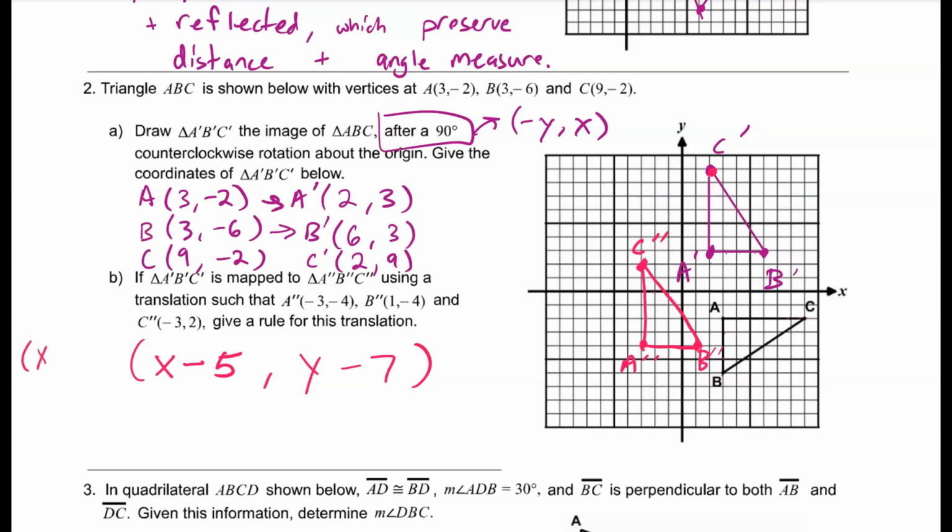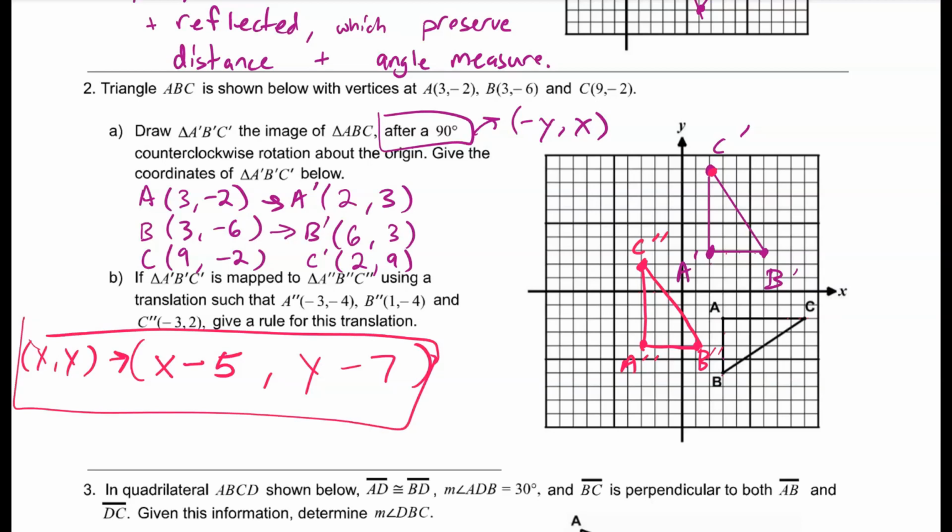So this would be the transformation rule. I take any point given x, y, and I take away 5 from the x's, and I take away 7 from the y's. You could also mention this as a translation that moves our figure left 5 units and down 7. Both of those would be acceptable to describe this transformation here.